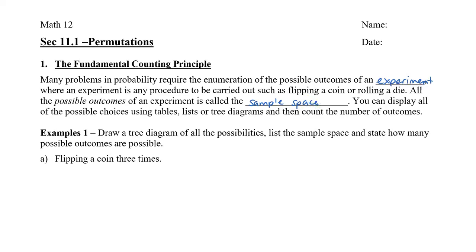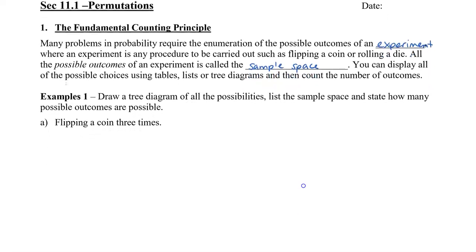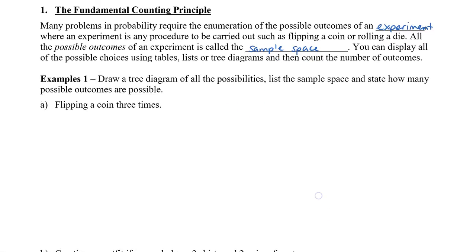And we can display the sample space, which is all the possible choices, using tables, a list, or tree diagrams, and then we can count the number of outcomes. So I'm going to show you an example here where we're going to use a tree diagram to list all of the possibilities. And then we're going to state how many there are. So let's say that we're going to flip a coin 3 times.